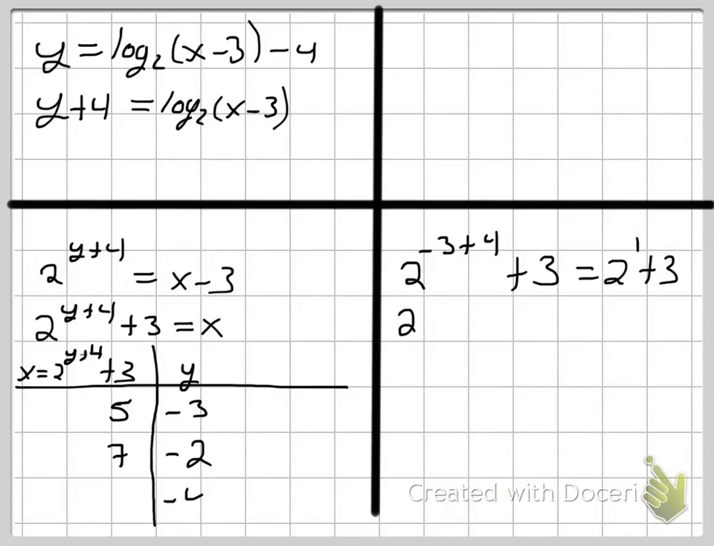Let's try again. 2 to the negative 2 plus 4, plus 3, is going to equal 2 squared plus 3. There's 4 plus 3, there's the 7. So what I'm noticing here is the x values are getting larger. 7, I don't know if I'm going to have enough room. 1, 2, 3, 4, 5, 6. Here's 7 right there. I don't know if I'm going to be able to go a lot farther than that.